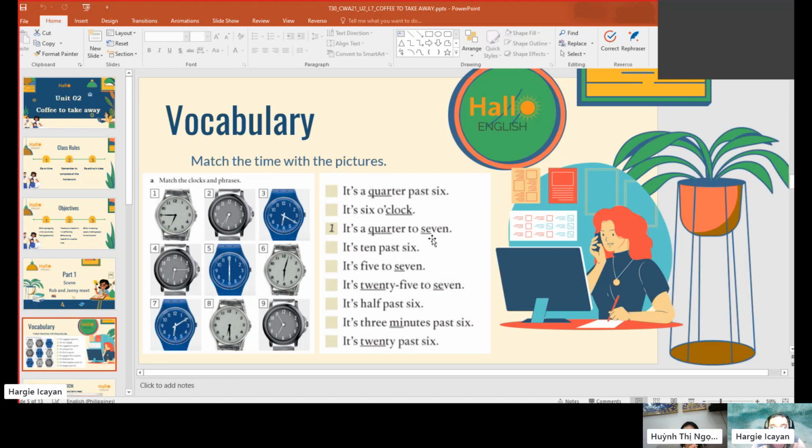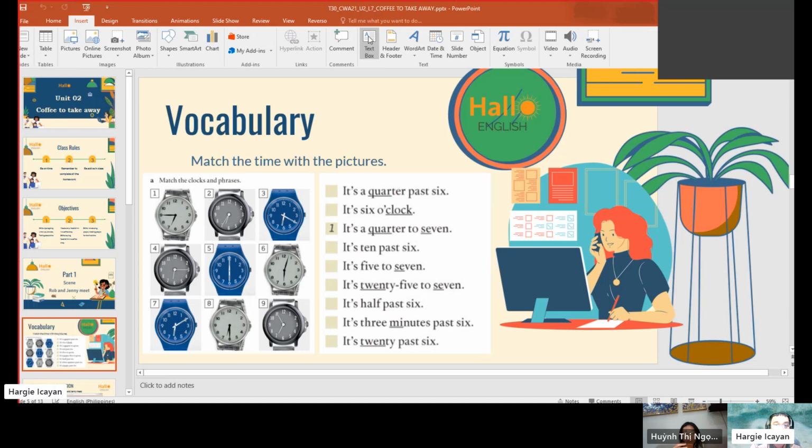So why is it a quarter to seven? What do you think? As you can see the watch in here, it's a quarter to seven. So when we say a quarter to seven, how many minutes before seven is that? It's going to be 15 minutes, right? So you have to count 5, 10, 15. It's only 15 minutes left before 7 o'clock.